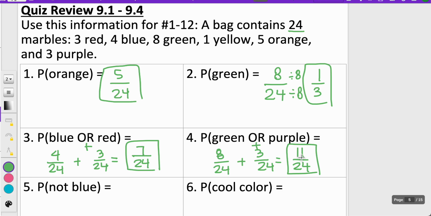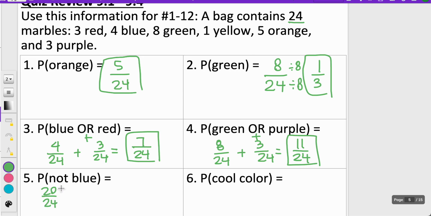Okay? Not blue. So everything that's not blue would be everything except for how many blue? 4. So that's 20 out of 24. And then I simplify that by 4. I can get 5 out of 6.